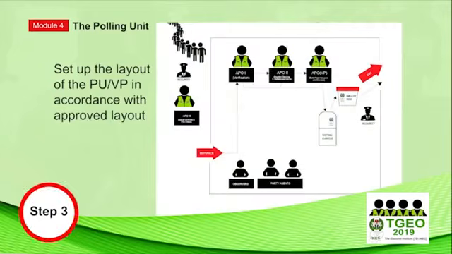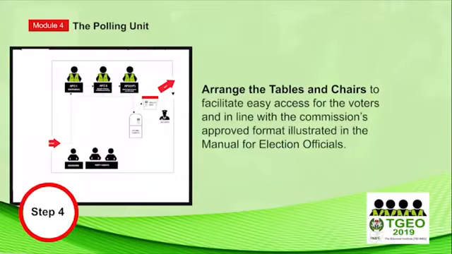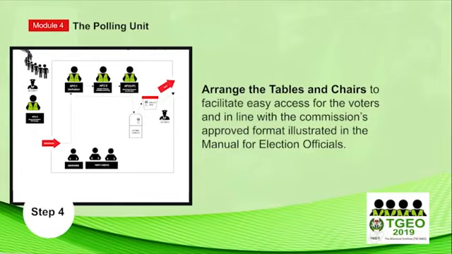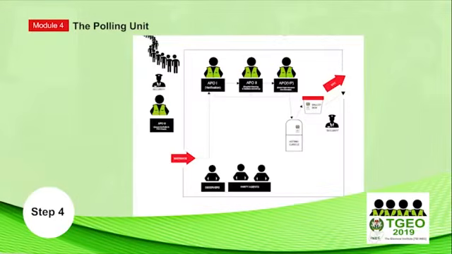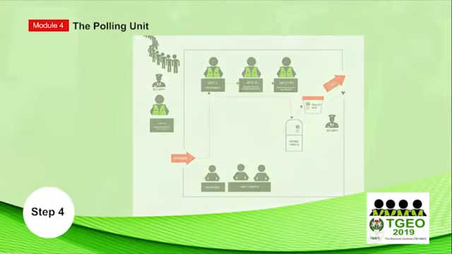Step 3. Set up the layout of the polling unit and voting point in accordance with the approved layout. Step 4. Arrange the tables and chairs to facilitate easy access for the voters and in line with the Commission's approved format illustrated in the Manual for Election Officials.